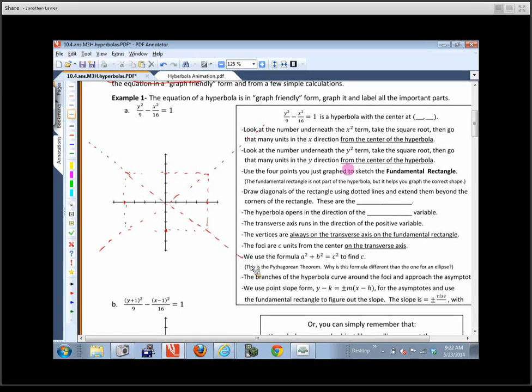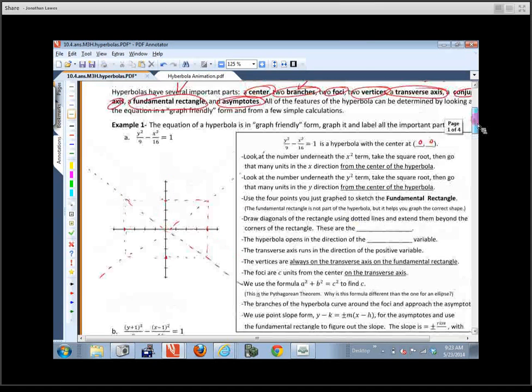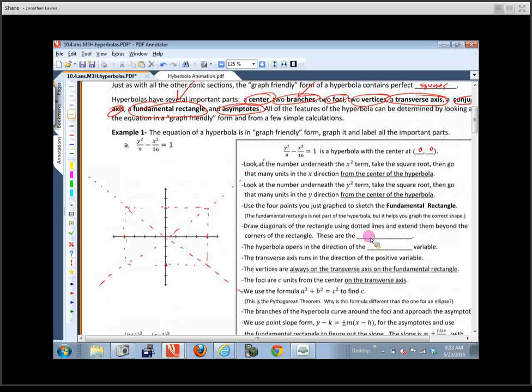So let's catch up in these instructions over here. Okay, so this equation right here is a hyperbola with a center at 0, 0. We already looked at the number underneath the x squared term, and we went that far in each of the x directions from the center of the hyperbola. We looked at the number underneath the y squared. We went that far. And we used those 4 points right here to define the sides of the fundamental rectangle. Okay? Then we drew the diagonals. Let's talk about what those diagonals are. Knowing what this vocabulary is up here, what would you guess goes in this blank?